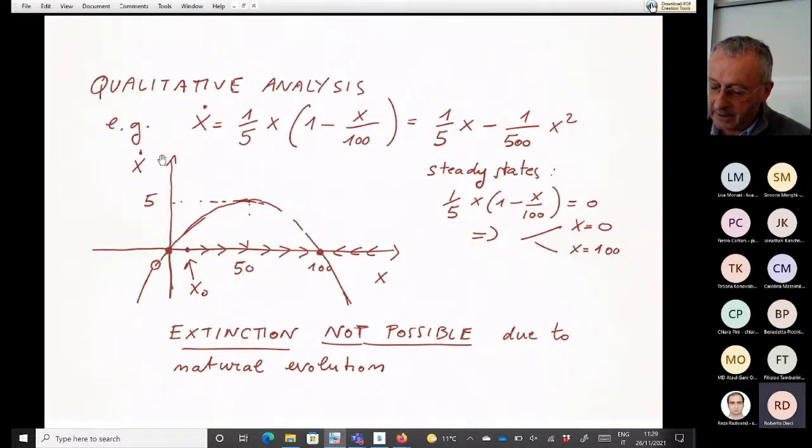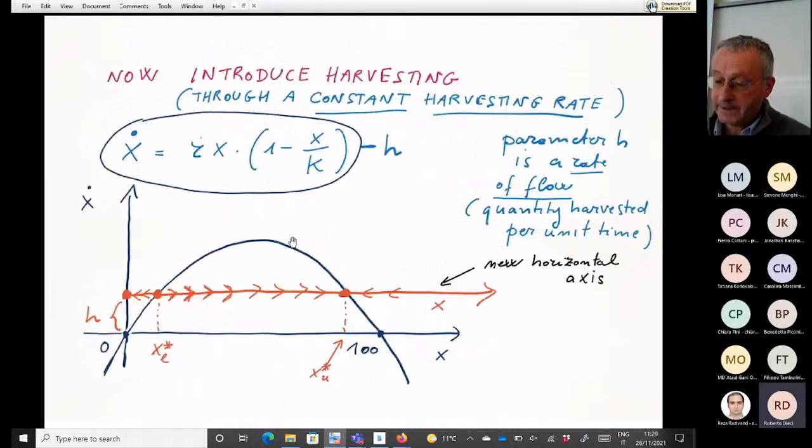This is the new axis. This is the new x-axis in the presence of harvesting. So we don't see the steady states here, 0 and 100, but we see the new steady states at this point and this point. So the lower steady state is no longer 0, it is x star lower, which is a positive level of the stock, okay? This is a new steady state.